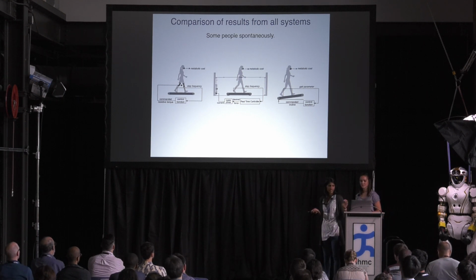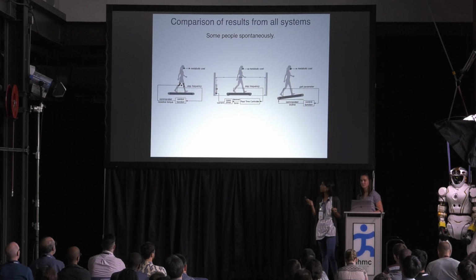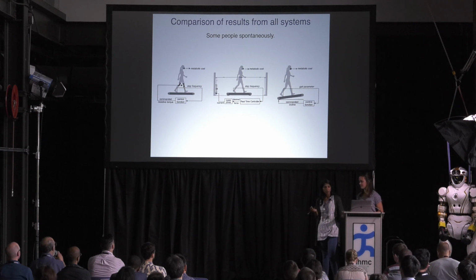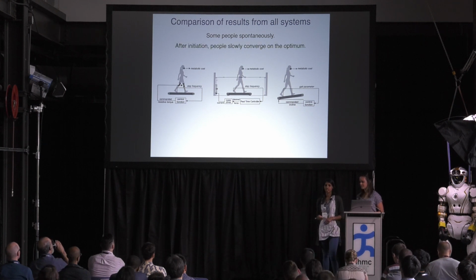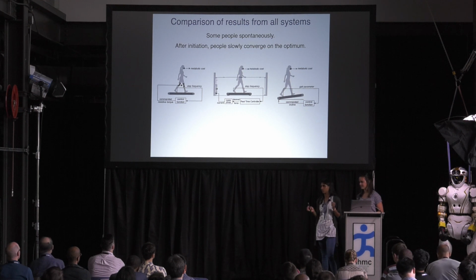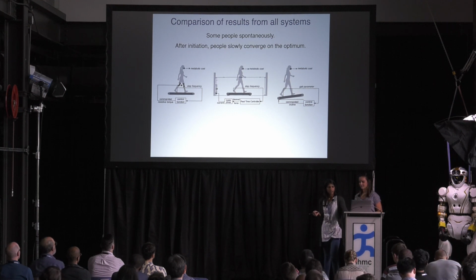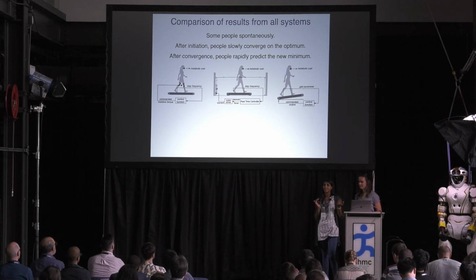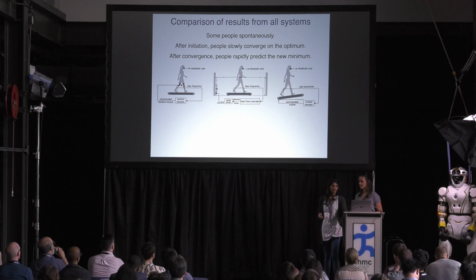So one is that in all three systems, some people spontaneously optimize, while some people need specific experience before they can initiate optimization. But everyone, after they initiate optimization, converges on the new optimum slowly, in about tens of steps. After convergence, all of them can rapidly predict the new minimum and reach it within a couple of steps if they're perturbed to any different step frequencies. But we also found a couple of differences between the systems.